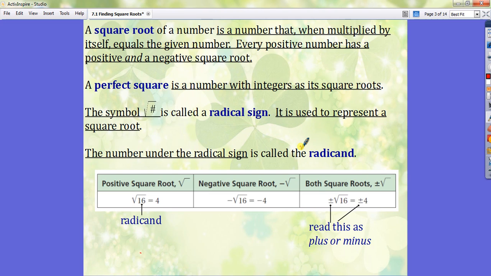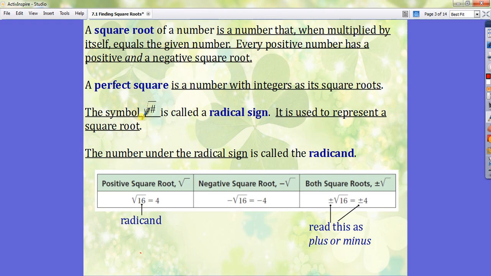A perfect square is a number with integers as its square roots. We talked about what the word integer means in class, because if you don't know what that word means, it makes it difficult to understand any part of this definition. An integer is a whole number, whether it be positive or negative, it's just a whole number. So a perfect square is a whole number, and that's primarily what we will be working with today.